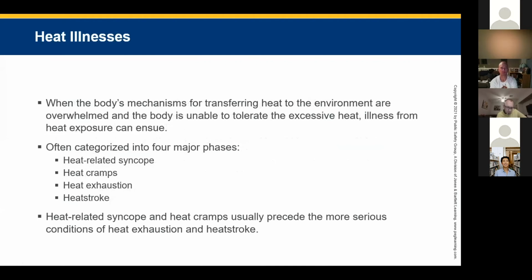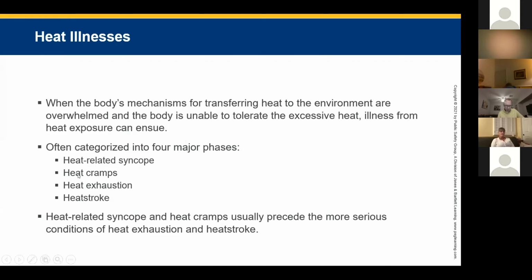Let's see, transferring heat to the environment or overwhelm the body's unable to tolerate the excessive heat. Illnesses from heat exposure can ensue. Heat-related syncope. What does that mean, syncope? Somebody give me. They fainted. Fainting, right. You get overheated, you get a little dizzy, a little lightheaded, and down you go. How about heat cramps? Where would you experience that? What part of your body would you have that?